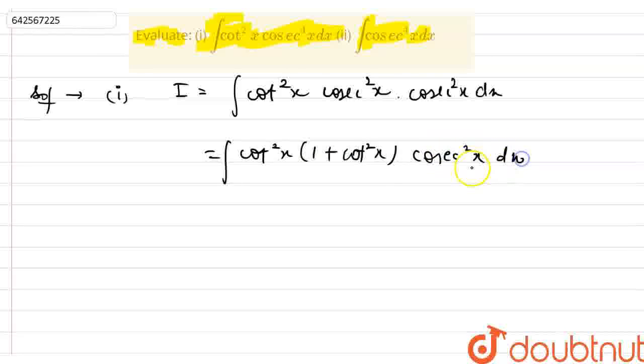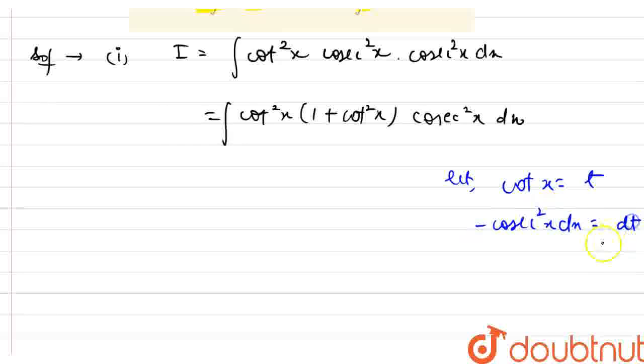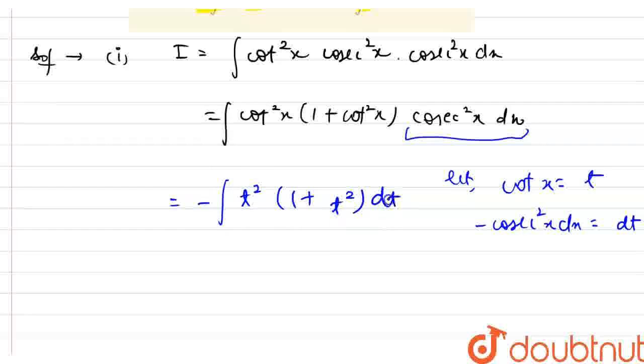Now from here I am going to assume that let my cot x be t. On differentiating both sides, I will get minus cosec square x dx equals dt. From here I can replace my cosec square x dx by minus dt. So I can write this thing, I'm taking minus outside, and here it will be t raised to the power 2 times 1 plus t square dt.